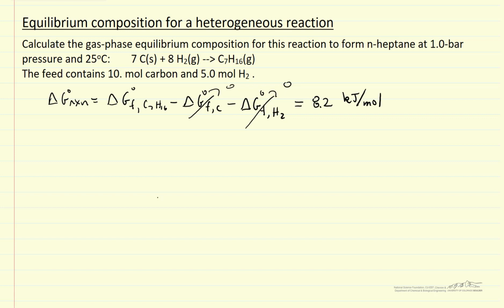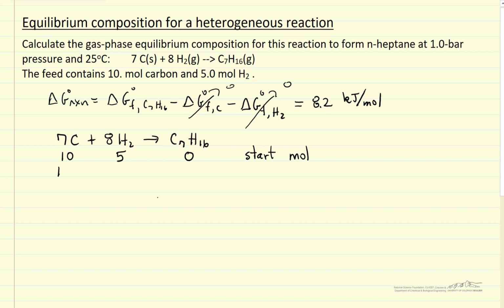So now let me rewrite the equation, and then we'll look at the extent of reaction to indicate how many moles we have at equilibrium. So we start out with 10 moles of carbon, 5 moles of hydrogen, 0 moles of normal heptane. So this is the start moles. And then at equilibrium, we'll use this Greek symbol psi for extent of reaction. So this is moles now at equilibrium.